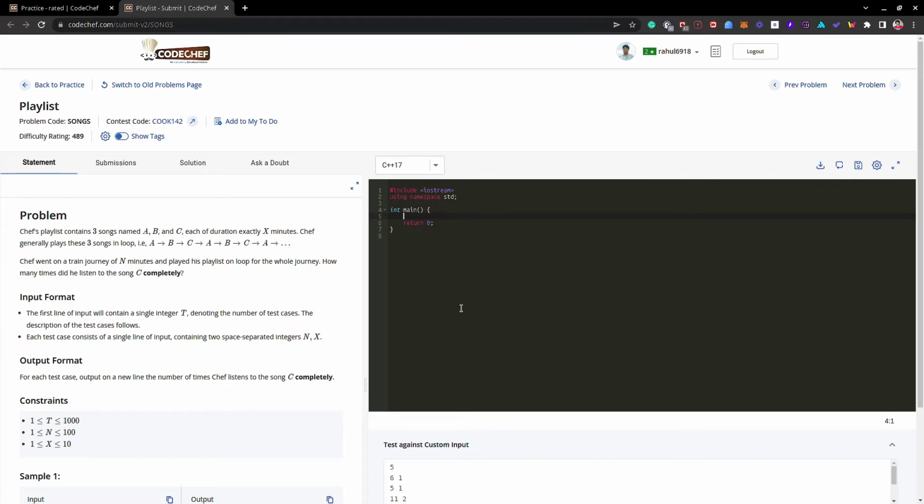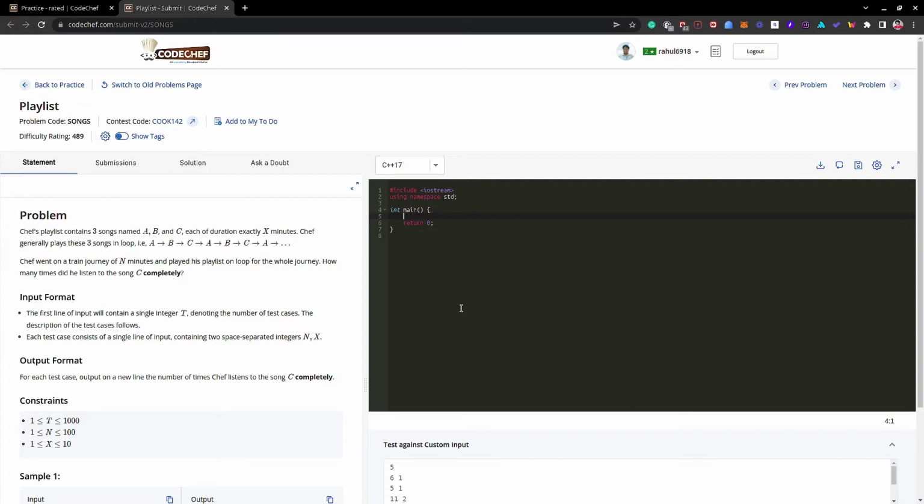So this problem is about a playlist. Chef's playlist contains three songs named A, B, and C, and each has a duration of x minutes. Chef generally plays the three songs in a loop: ABC, ABC, ABC. Okay, this will be the loop. Chef went on a train journey of n minutes and played his playlist on loop for the whole journey. How many times did he listen to the songs completely? How many times does the ABC loop go?